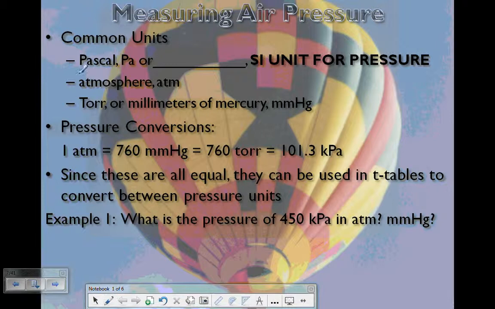Common units are pascals, but we commonly use kilopascals, which is technically the SI unit of pressure, kilopascals, which is 1,000 pascals. 1 atmosphere is what describes the entire Earth's atmosphere pushing down on you. So this would be like the pressure of the air that you would feel at sea level. Of course, at standard temperature of 0 degrees Celsius. So this is called pressure at sea level.